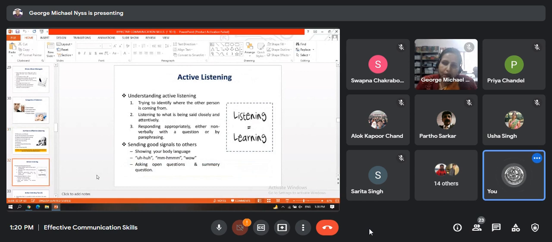Next, we'll see what active listening is. First, we'll understand what active listening is. Active listening is trying to identify where the other person is coming from, listening to what is being said closely and attentively, and responding appropriately, either non-verbally, with a question, or by paraphrasing.